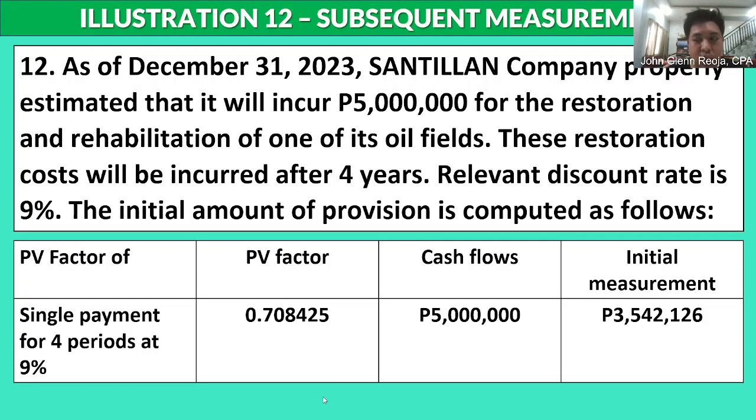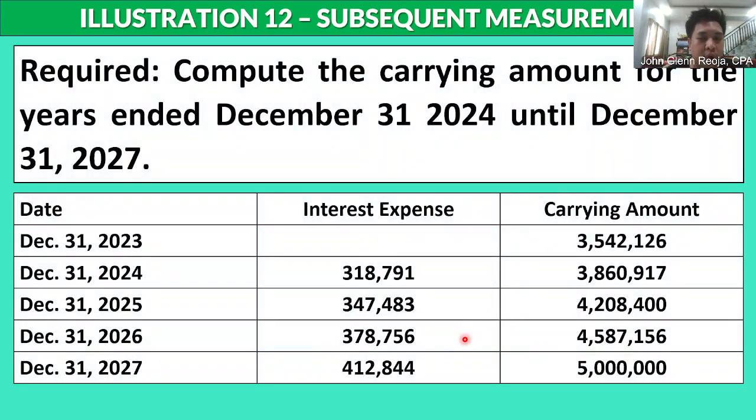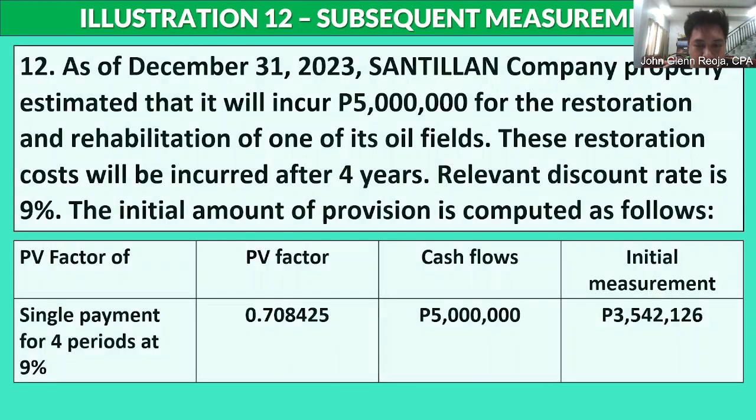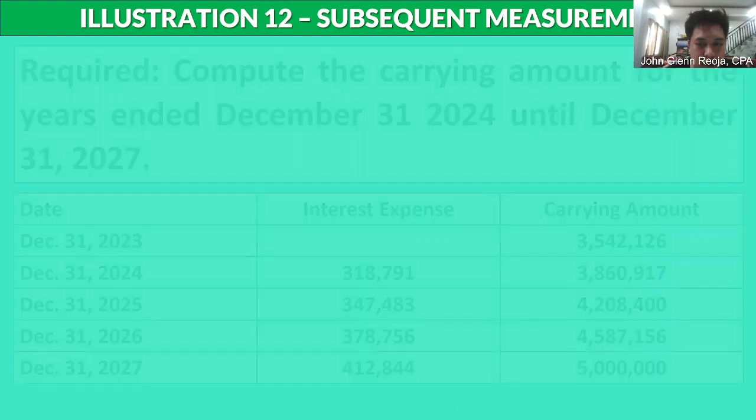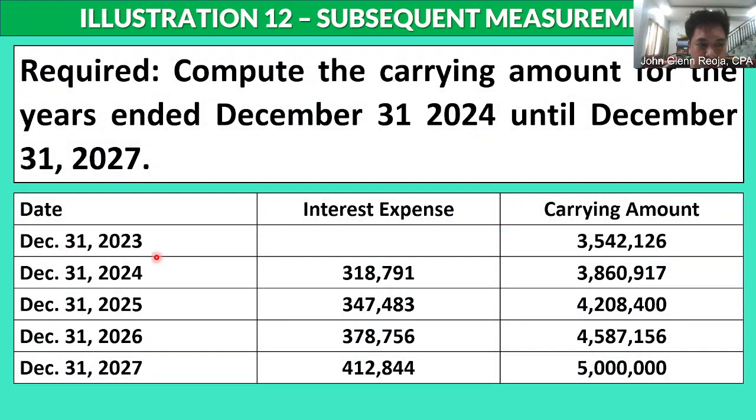So yung natutunan yung amortization table. All you have to do is to amortize the interest expense. So compute for the carrying amount for the years ended December 31, 2024 until December 31, 2027. Di ba, yung initial recognition, initial measurement amount is 3,542,126. On what date? That is on December 31, 2023. So, the carrying amount as of December 31, 2023 is yung initial measurement natin kanina na 3,542,126.